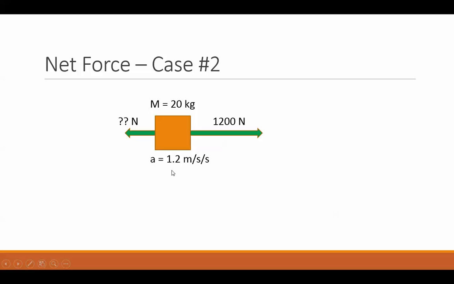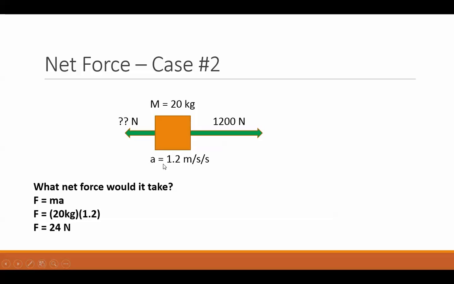Well, we can figure that out. But the first thing we have to do is figure out what kind of net force it would take. We don't know what the net force is because we have the 1200, but we don't know how much to subtract. So we don't know a net force, so we're going to leave F alone, and we're going to plug in the M and the A, the mass and the acceleration, to figure out what that net force should be. When we do that, we get 20 times 1.2, straight from the given information, and we get 24 newtons. That means that this arrow and this arrow, when added together, mean that our net force should be 24.